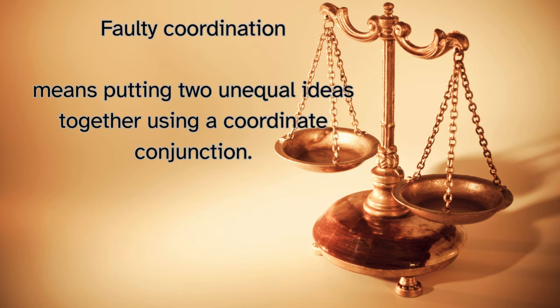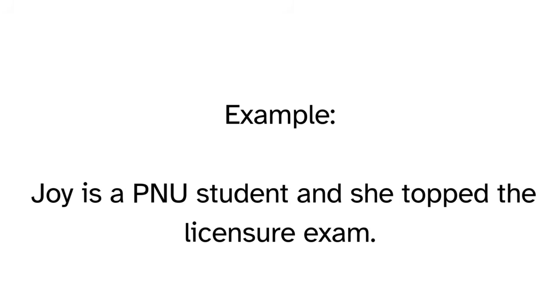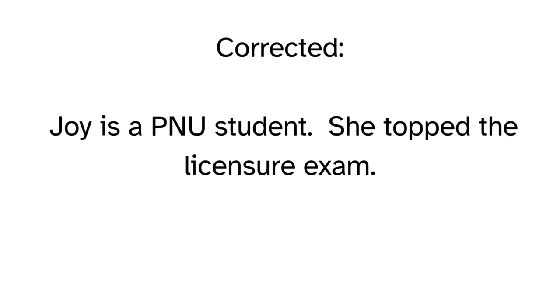Faulty coordination. Faulty coordination means putting two unequal ideas together using a coordinate conjunction. Example. Joy is a PNU student and she topped the licensure exam. Joy topping the licensure exam is a more important idea than Joy being a PNU student. Corrected. You can correct this by putting the two ideas into separate sentences. Joy is a PNU student. She topped the licensure exam.